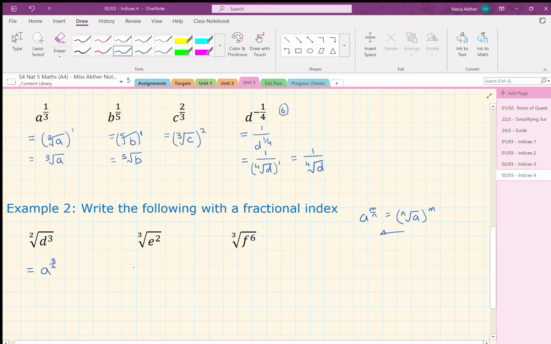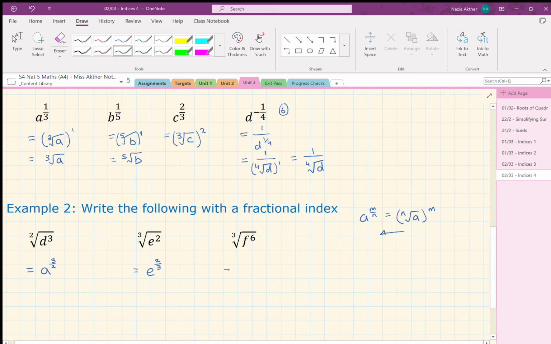In the second example, this time I've got 3 to be my root and 2 is the power. So then using my rule, this will be written as e to the power of 2/3. Then in the last one, I've got the cube root of 3. So my root is 3 and my power is 6.